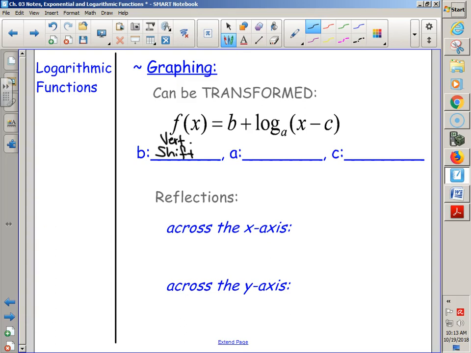Why did I have to ignore the person who said horizontal? It's on the outside. Outside is vertical, affecting the y's. Inside, let's find the horizontal shift. Inside, subtracting, adding, that's where he is, right?